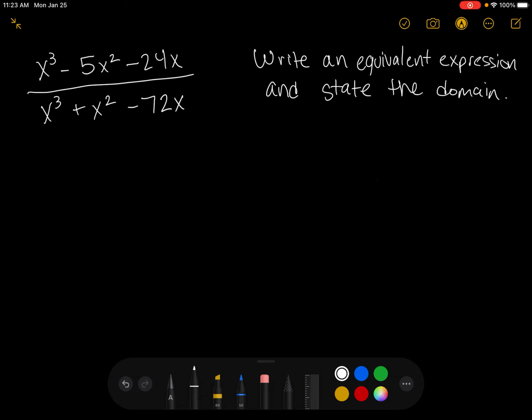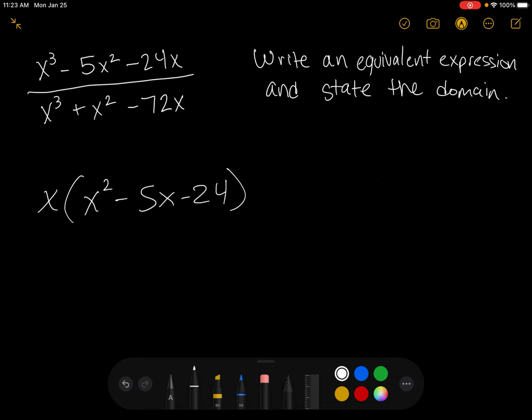So I can already factor out an x, right? They all have x, so I can factor out an x, and then I'm left with x squared minus 5x minus 24, right? And you can confirm it. X times x is x to the third. X times negative 5x is negative 5x squared. And then x times negative 24 is negative 24x.